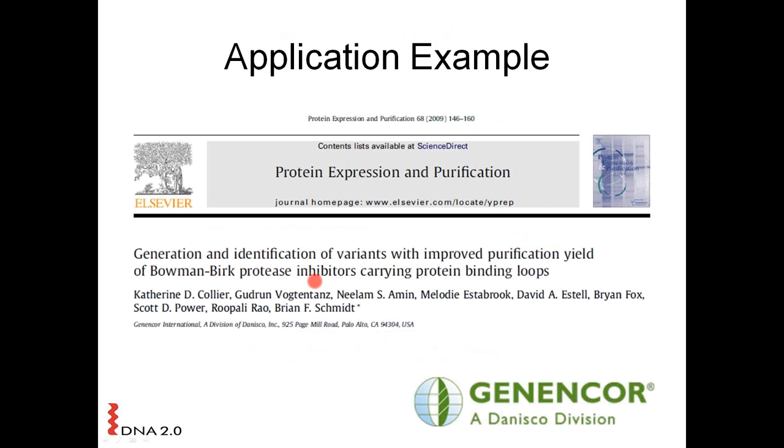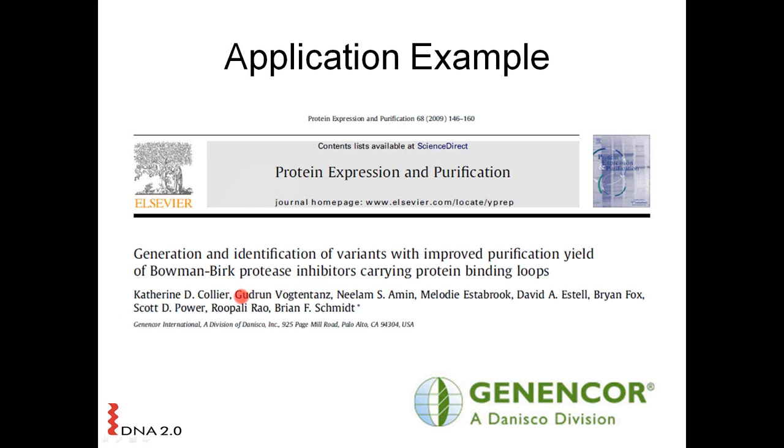So I have a couple of specific application examples here. This is one that we made for Genencore, now a division of Danisco. This is a combinatorial library. We make quite a lot of combinatorial libraries for Genencore. They use this one to improve purification yields on Bowman-Birk protease inhibitors. And now you know as much as I do about this particular paper.